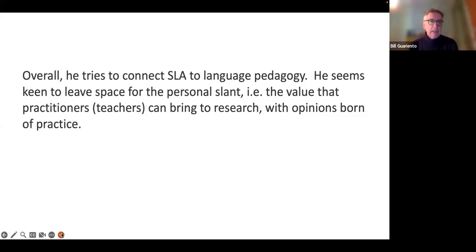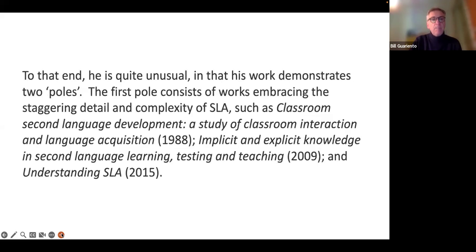I've always had the feeling from reading his work that he's keen to leave space for the personal slant. I think he values what teachers can bring to research. He values the opinions which are born of practice. And I think perhaps he's quite unusual in that way, in that his work demonstrates two poles. The first pole consists of works embracing the staggering detail and the complexity of second language acquisition.